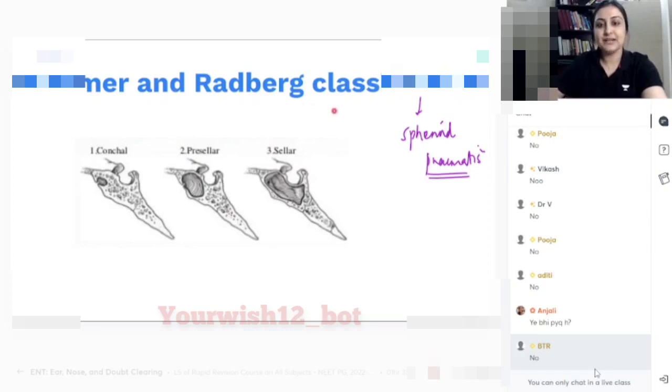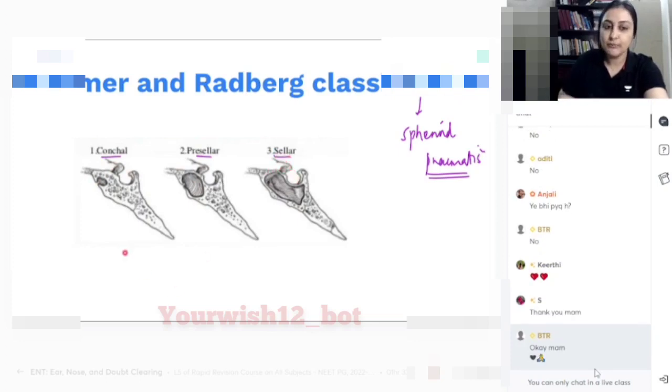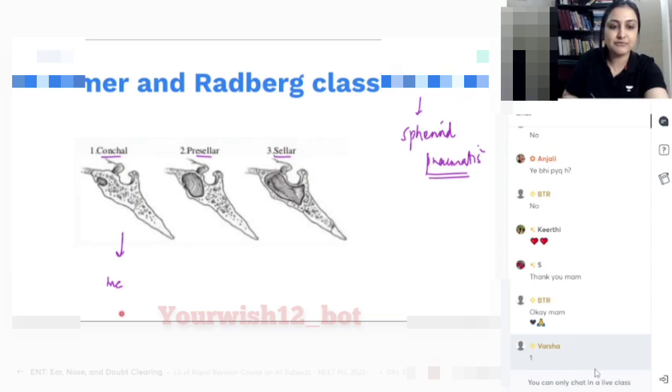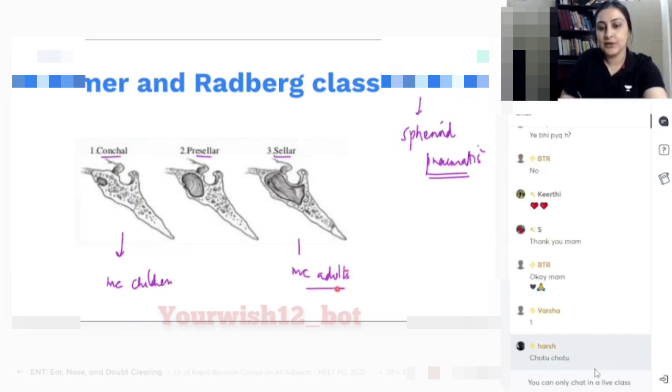Okay, so this is Hammer and Radberg. So this is sphenoid pneumatization. There are three types. When the baby is still small, it is conchal. Pre-sellar, where it is reaching before the sella, and when it is below the sella it is sellar. So what is most common in babies? Tiny babies, tiny conchal. So this is most common in babies or basically children, right? C for children, C for conchal. On the other hand, if I ask what is most common in adults, it is sellar. Okay, so this is what we have here.